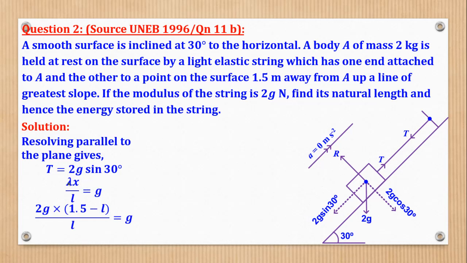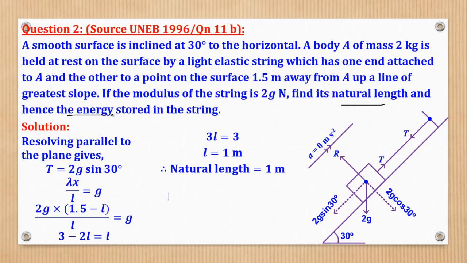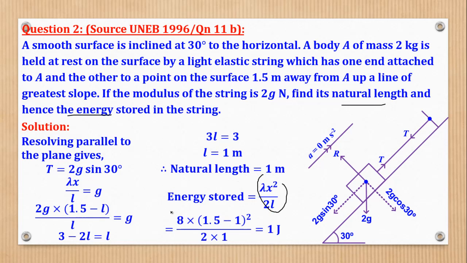So when I substitute for this, lambda, x, and L, I remain with L as the only unknown, then make L the subject. So that is the natural length, but they also ask for energy stored. So energy stored is lambda x squared over 2L. So lambda extension is 1.5 minus original length. Then L here to give you 1 joule as the energy stored.